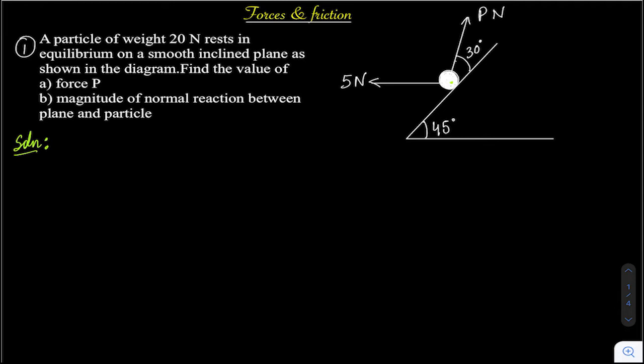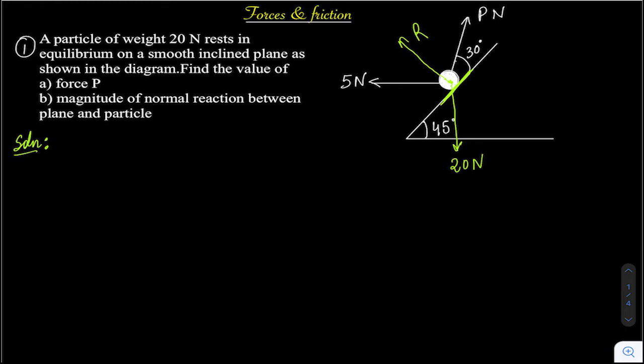As already shown, the P force is there, and a horizontal force of 5 Newton is there. Now there will be a weight, or you can say mg force. So this is my 20 Newton force. Now there will be a normal reaction by the plane on the particle. So it will be perpendicular to the surface. So this is my surface, and it will be perpendicular to that. So there will be a normal reaction force. So these are the four forces that are acting on the particle. That's the first thing that I do.